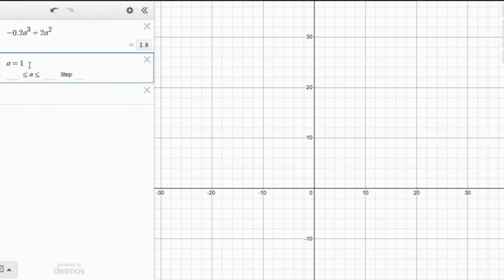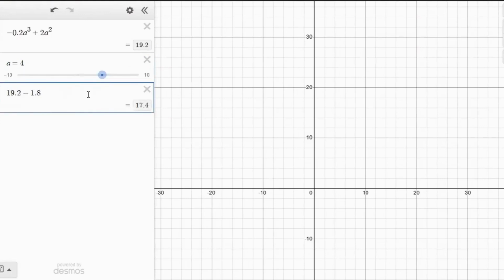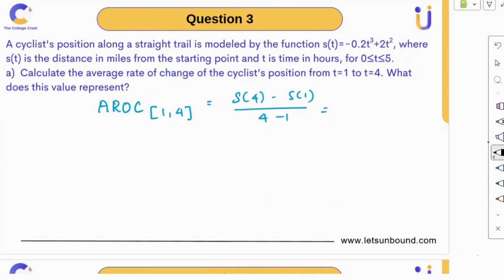So you want S of 1, that is calculated over here, 1.8. Then note that down, and for 4 you need 19.2. Very simple. So here itself we can do 19.2 minus 1.8, and this one 17.4 divided by 4 minus 1, which is 3. So finally we can evaluate everything over here in the calculator. So let me share the whiteboard. This is the way we can use Desmos, graphing and also normal calculation.